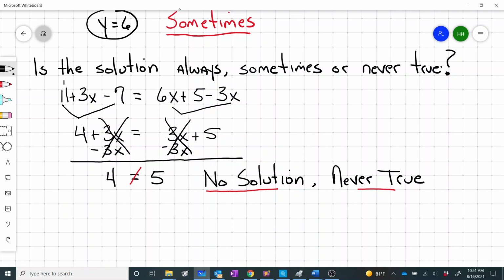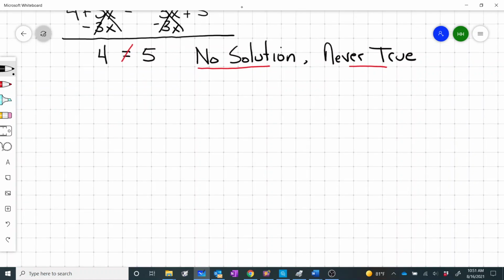The third example that you'll see is when we get a problem that looks like 6x plus 5 minus 2x is equal to 4 plus 4x plus 1.